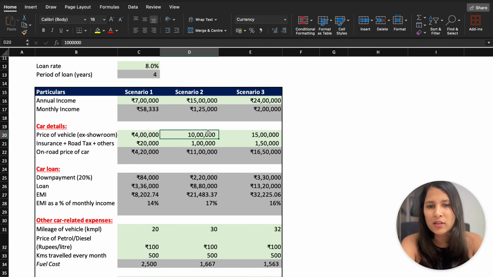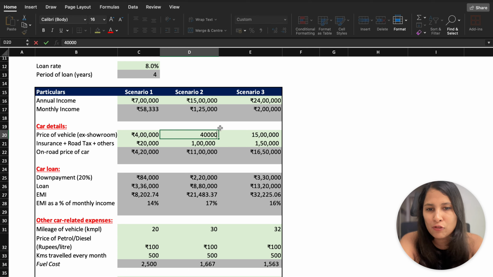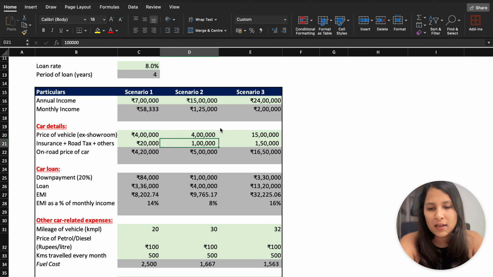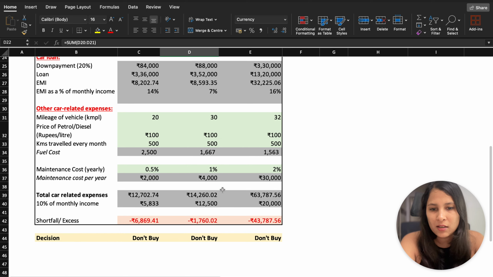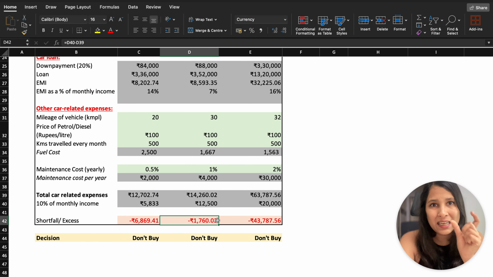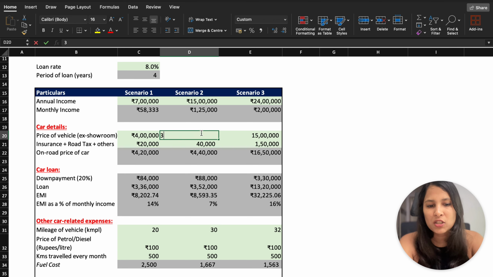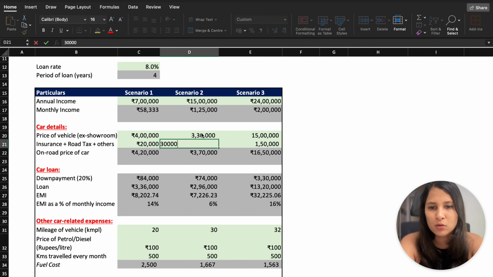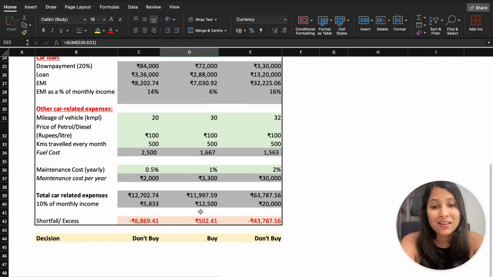So let's see, for example, you are in scenario 2. Let's see when this value will actually become positive. If we take a 4 lakh rupees car and say your expenses, your insurance cost and everything is just 10% of it, then does it become positive? No, it becomes slightly lesser, right? Say you purchase a 3 lakh rupees car, it will come to 30,000 rupees. Will it become positive? Yeah, it becomes positive.